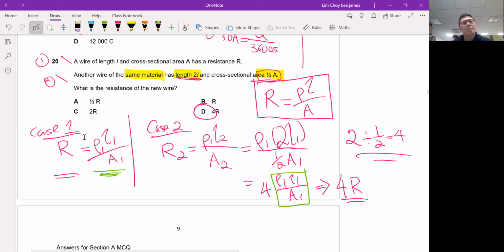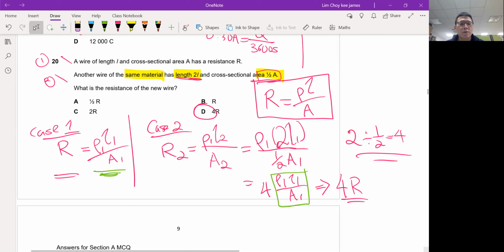So for MCQ, I would say it's not difficult. You just need to pay attention to the basics. If you know the basics, the questions are doable. Now, give me a minute first. Okay, here we go.